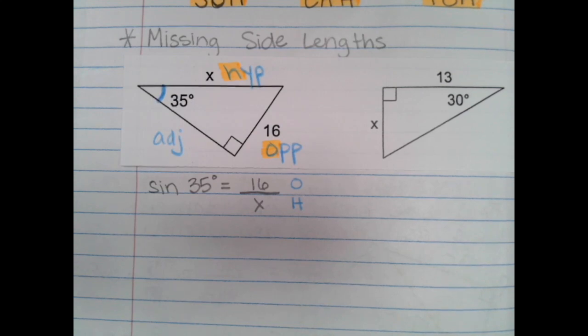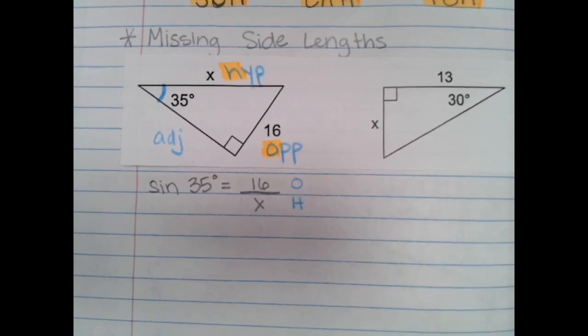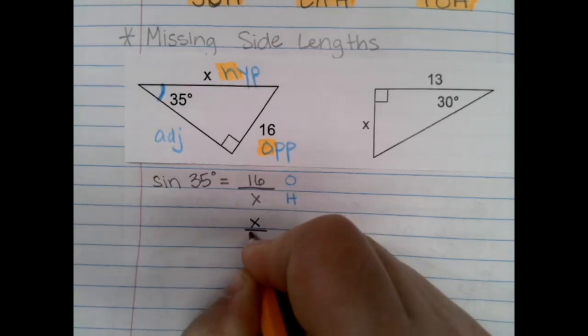We do that just like we did in Chapter 7. Our goal is to get x by itself. Right now, x is in the denominator. Do we like it to be in the denominator? Nope. So we're going to flip it. We're going to flip this over and say x over 16.